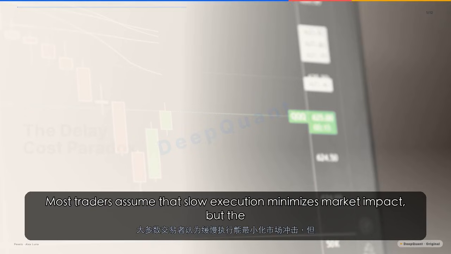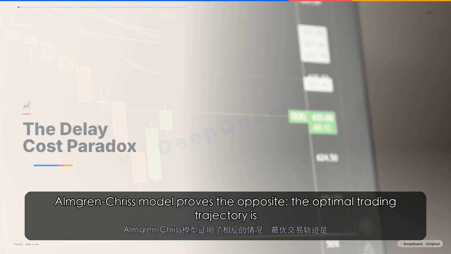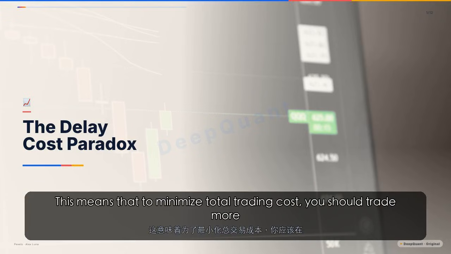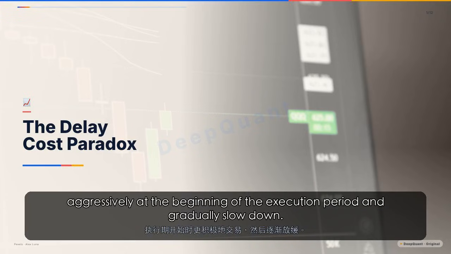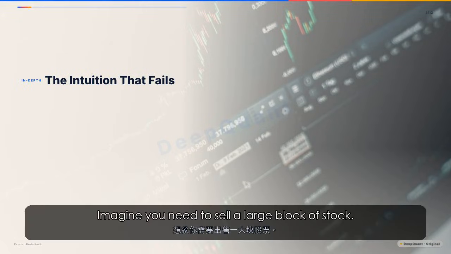Most traders assume that slow execution minimizes market impact, but the Almgren-Chriss model proves the opposite. The optimal trading trajectory is front-loaded. This means that to minimize total trading cost, you should trade more aggressively at the beginning of the execution period and gradually slow down. Imagine you need to sell a large block of stock.